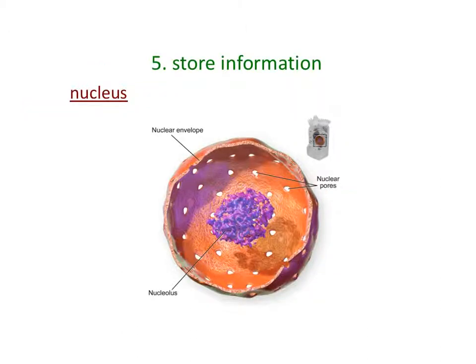Fifth function is to store information. This is accomplished in the nucleus where DNA is stored. So it stores heritable info as DNA.